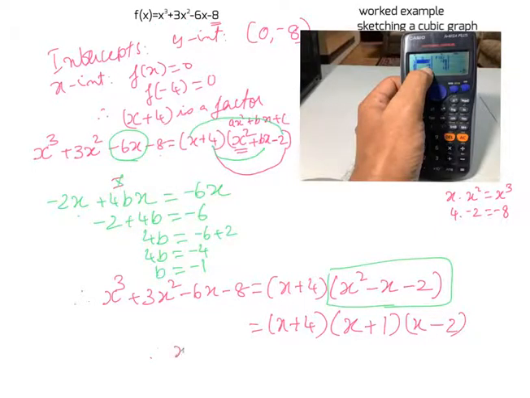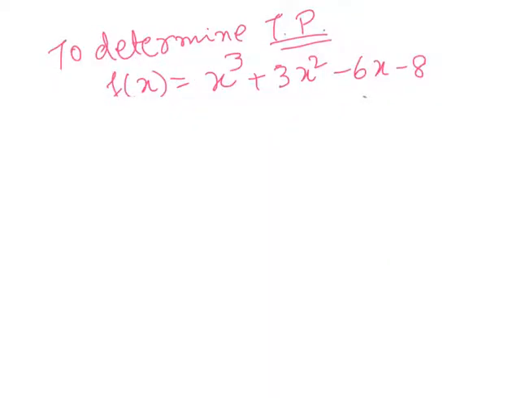Therefore, x-intercepts are x is equal to -4, -1 and +2. Or else I can write them as (-4, 0), (-1, 0) and (2, 0). Now, after determining the x-intercepts, we have to find the turning points of the function. So we rely on calculus.